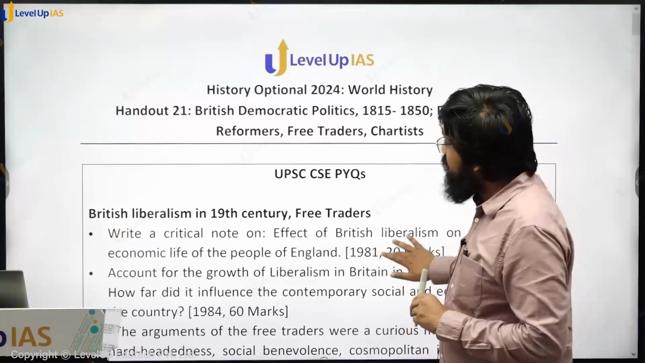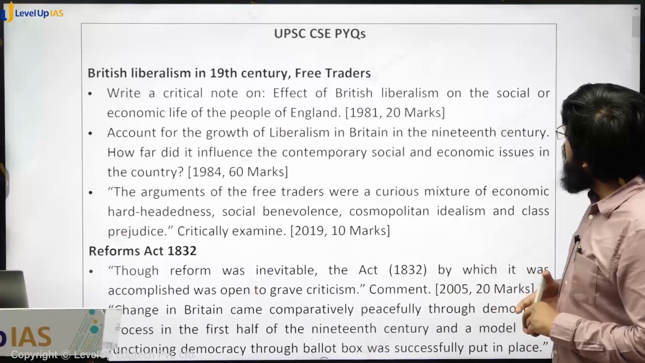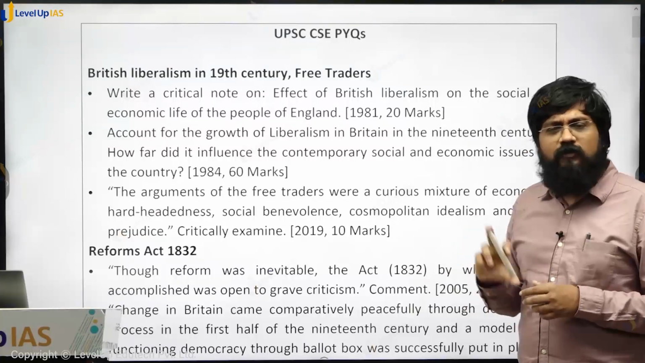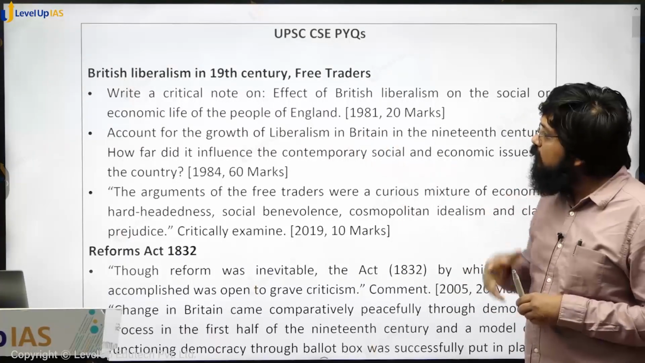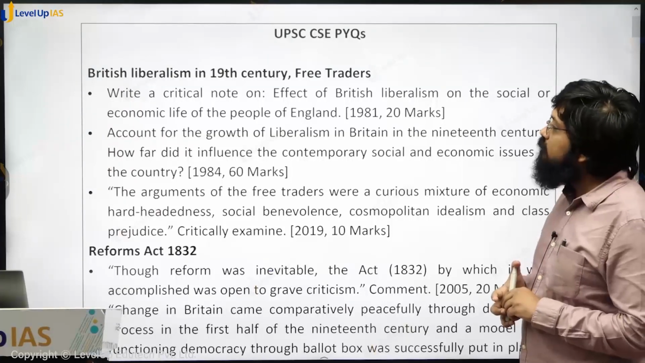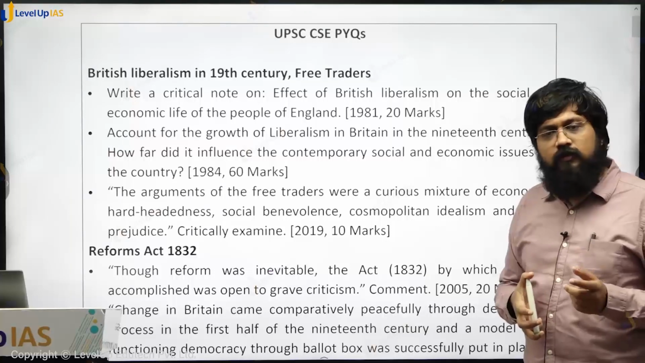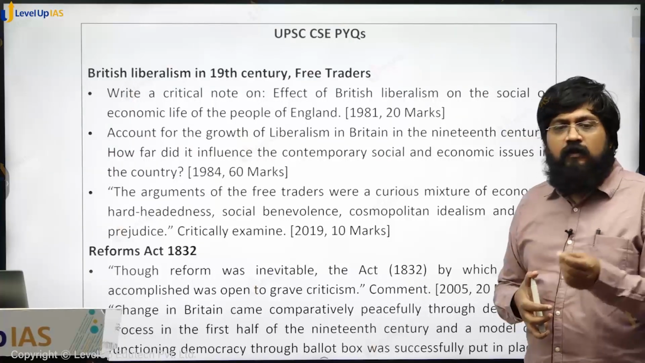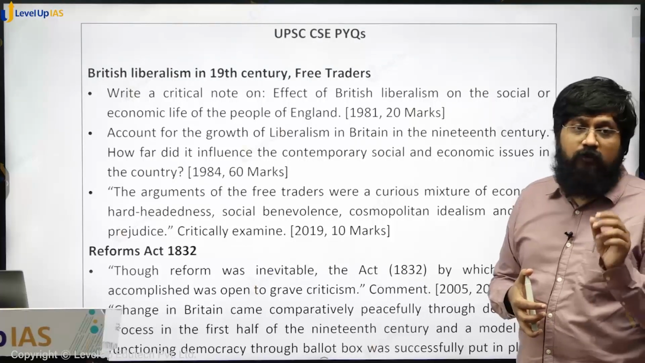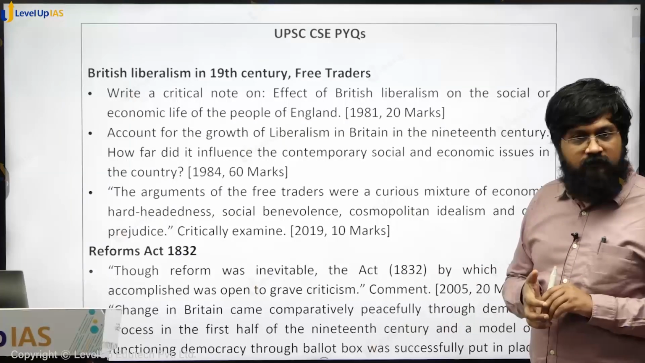ठीक है. So, questions. Write a critical note on the effect of British liberalism on the social and economic life of the people of England. It's a very generic question from the old syllabus. Account for the growth of liberalism in Britain in the 19th century. How far it influenced the contemporary social economic issues in the country. Again, old syllabus. This liberalism topic, my guess is, was explicitly mentioned in the syllabus before 2007. इसको हटा दिया है. But if you don't study this, आपको बाद में समझ में नहीं आएगा.